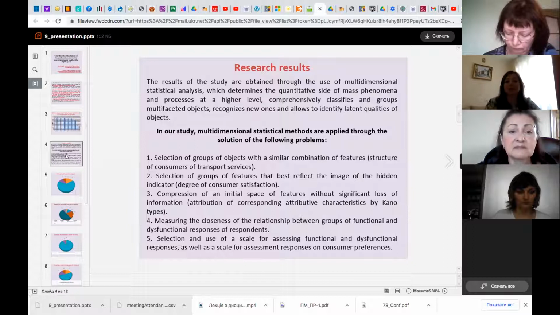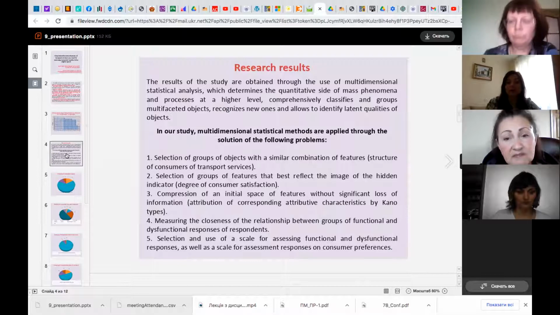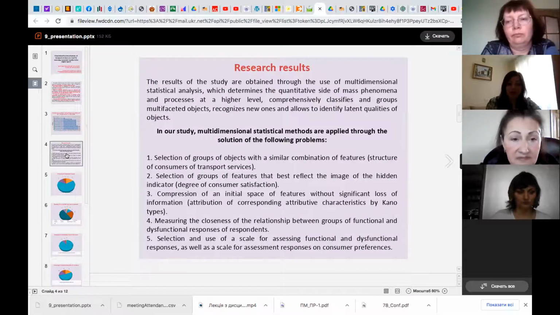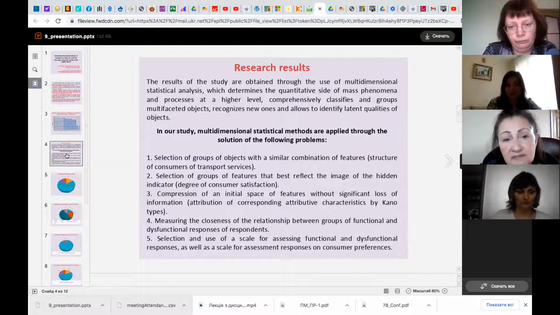So the results of our study are obtained through the use of multidimensional statistical analysis, which determines the quantitative side of mass phenomena and processes at a higher level, comprehensively classifies and groups multifaceted objects, recognizes new ones, and allows us to identify latent qualities of objects.